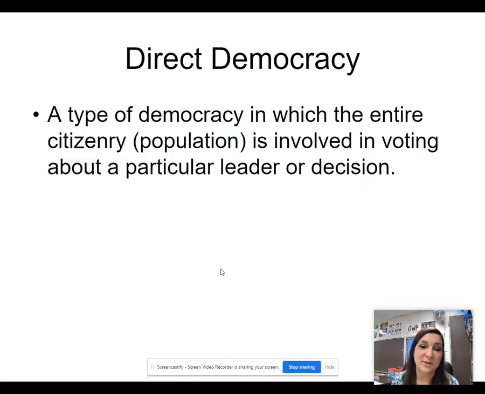You have a direct democracy, and this is the type of democracy in which the entire population is involved in voting about a particular leader or a decision. This is somewhat what would have been in Athens, Greece, except it wasn't the entire population voting. But a good example of a direct democracy in action in our country is, let's say you're voting for a local tax levy. You either vote for or against that levy, and your vote goes directly to that issue.